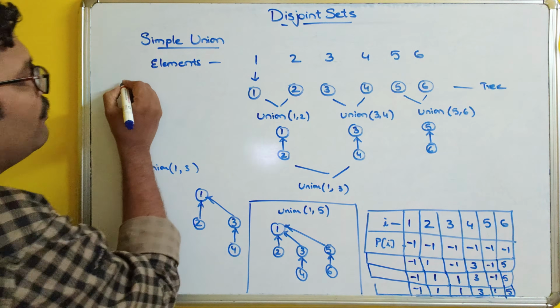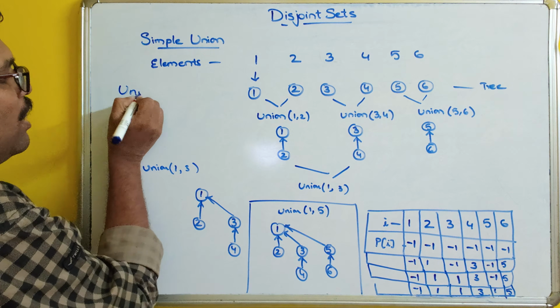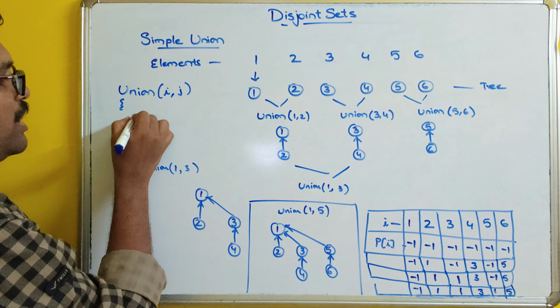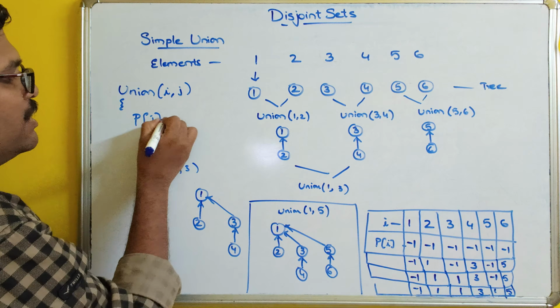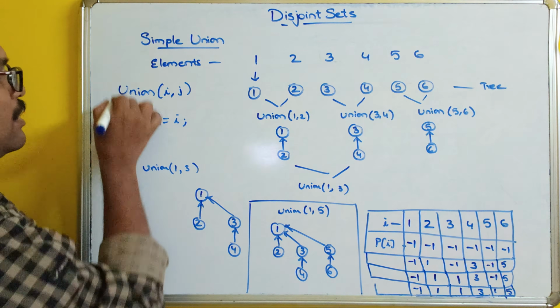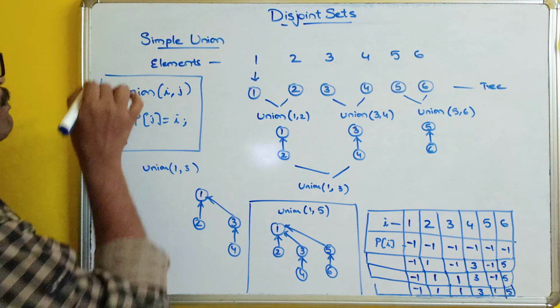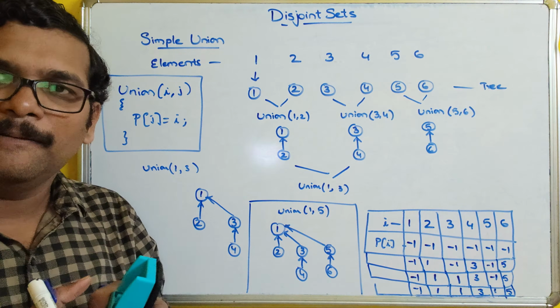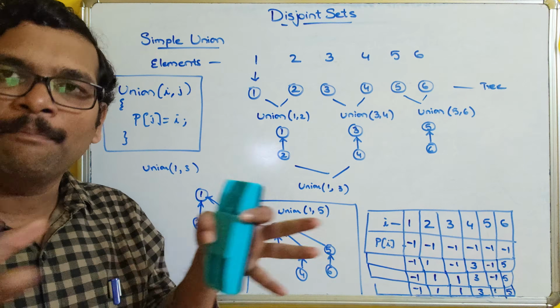So for this, the algorithm will be simple: union of i, j gives parent of j equal to i. That's it. So this is a simple algorithm to perform the union. One by one, we have to join the elements. We have to combine the elements.